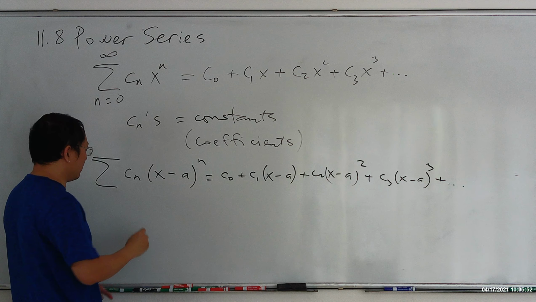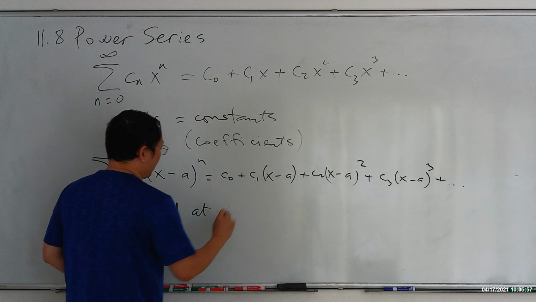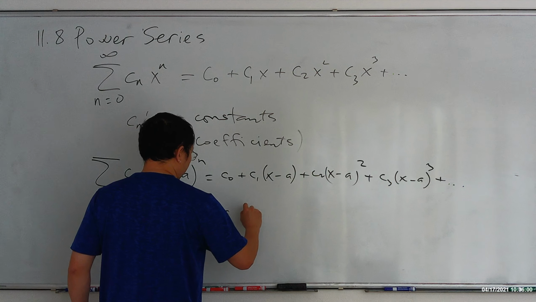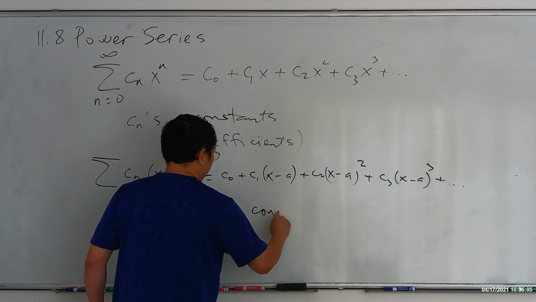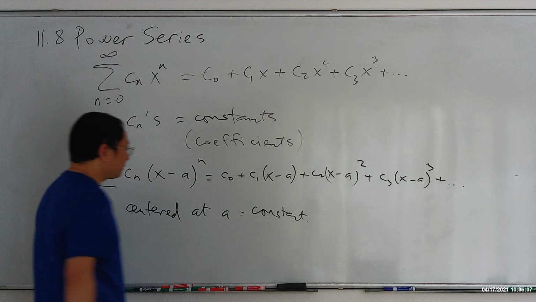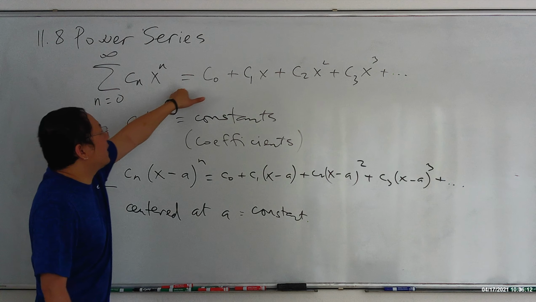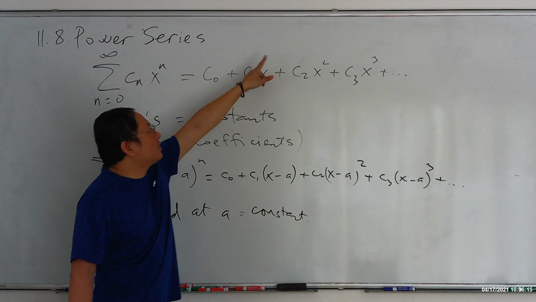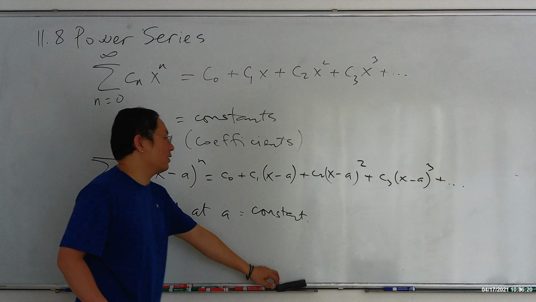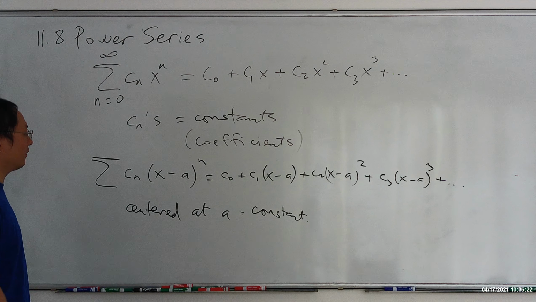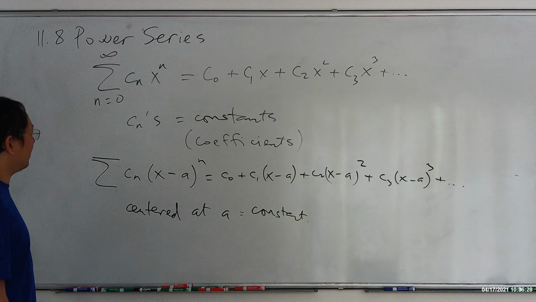And this is a power series centered at a, where a is a constant. So this one is actually a power series centered at a equal to 0: x minus 0, x minus 0 squared, x minus 0 cubed. This is more general, where a could be any constant. And again, this is a more general definition of a power series. So we start with this, and we have a more general definition of a power series.